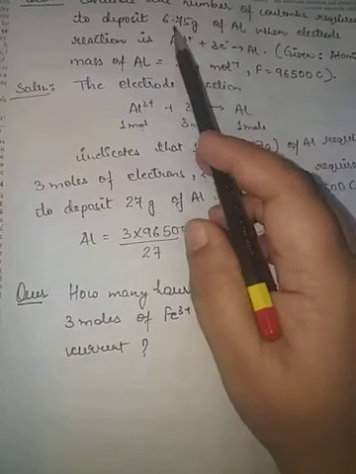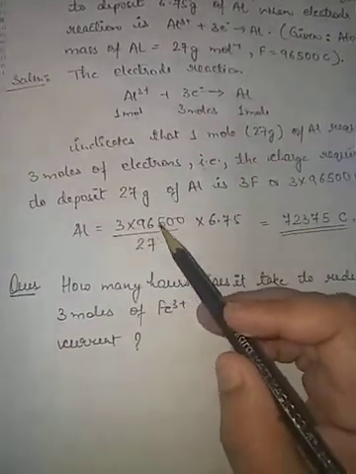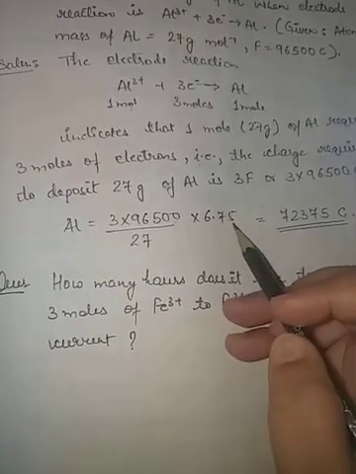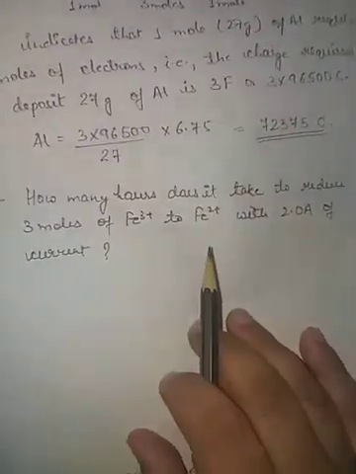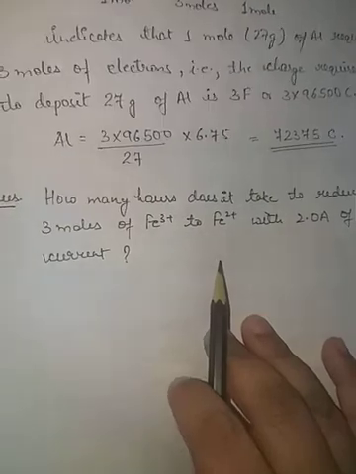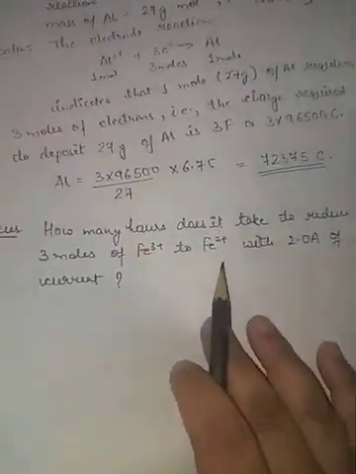But here we have to deposit 6.75 gram. It means 3 into 96500 upon 27 into 6.75. Like this we'll solve these numericals. And one more I have given you for your homework. This you have to do in your fair notebook. You can take help from your book also.